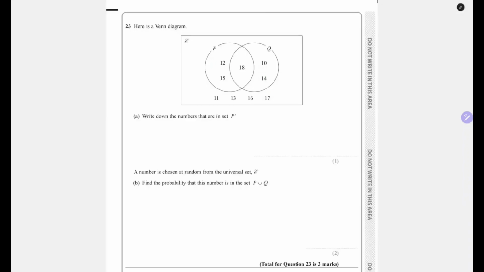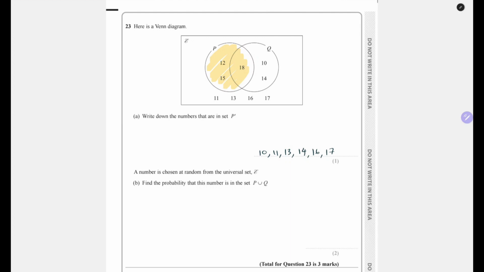Question 23 says, here is a Venn diagram, write down all the numbers that are in set P complement. Now, P complement basically just means everything that is not P. So everything that is not P, which is here. So that gives us 10, 11, 13, 14, 16, and 17.